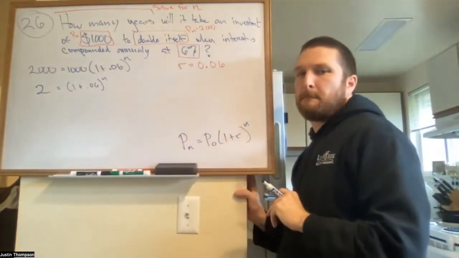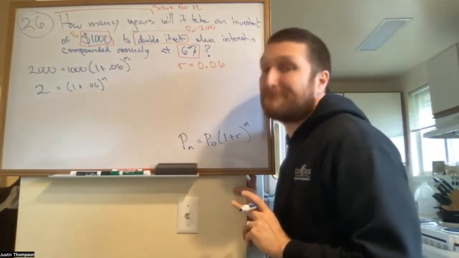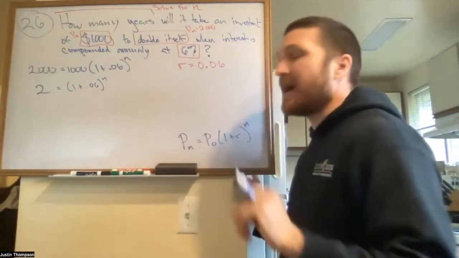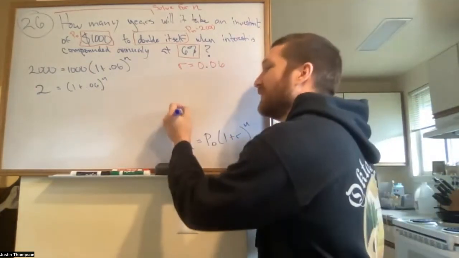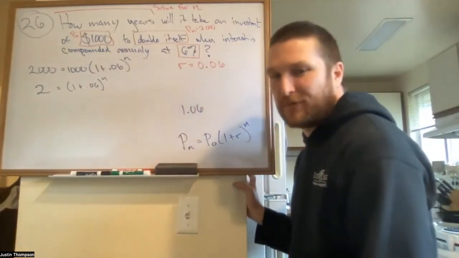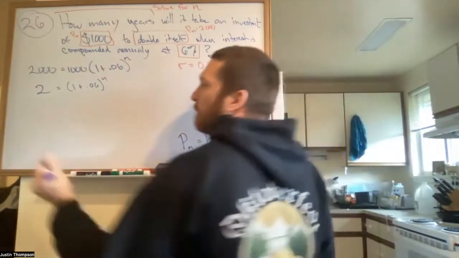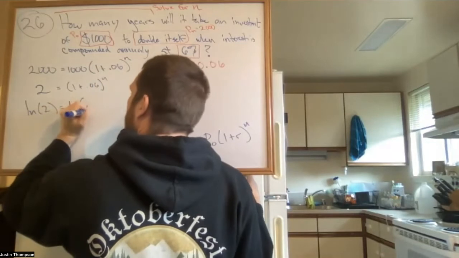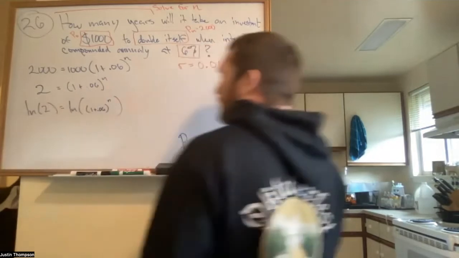Would you use the natural log? And again, you could use any log you want, but I think natural log would be the best. We could use log base 1.06. Good luck finding a log base 1.06 key on anything. And so, yes, we're going to use natural log on both sides. Natural log of 2 equals natural log of 1 plus 0.06. And okay, now what do we do?